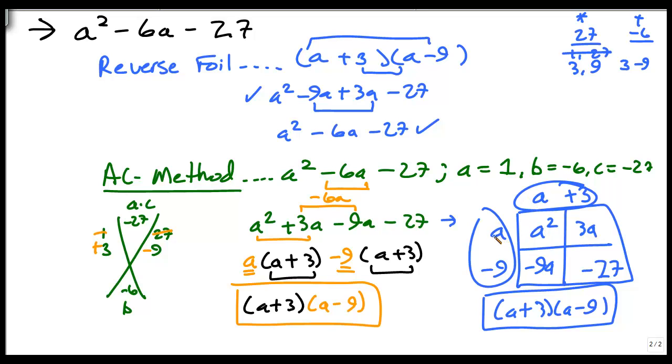A times a is a squared, a times 3 is 3a, negative 9 times a is a negative 9a, and a negative 9 times 3 is a negative 27. So not only does it show the factoring, it shows the FOIL as well. And it's a good way to double check. Okay, let's go ahead and look at another example.